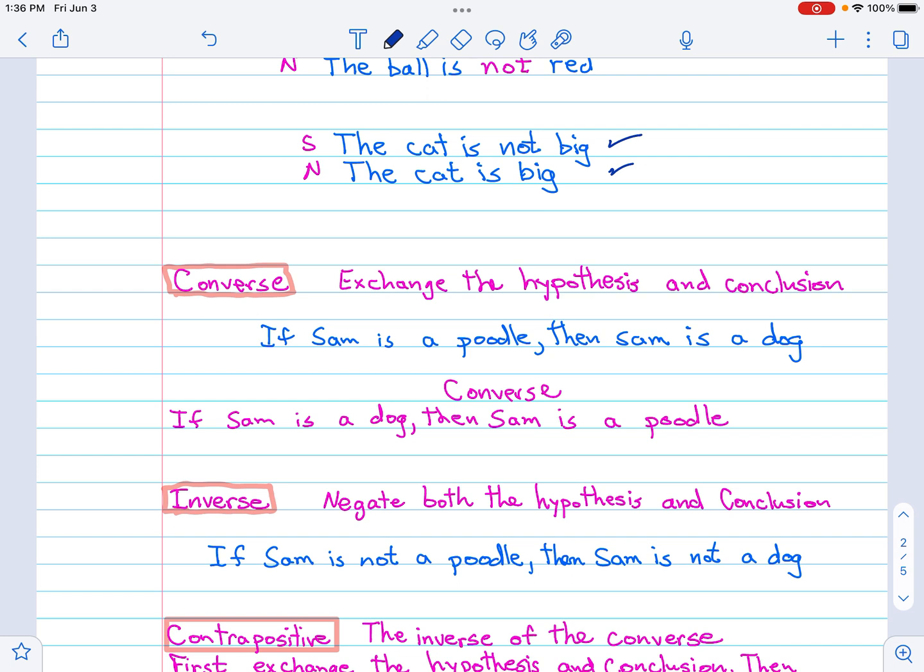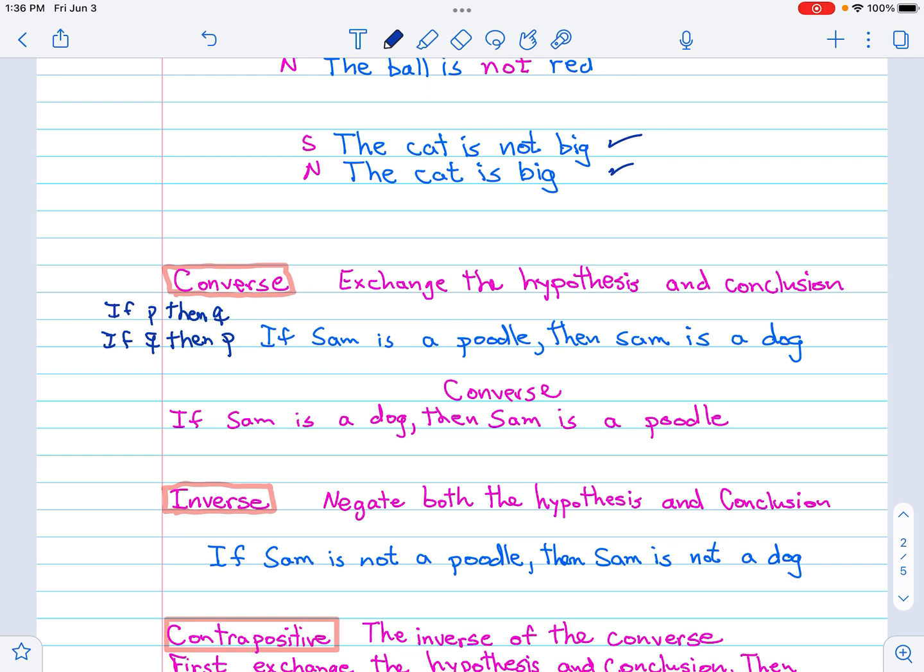So if we talk about the converse, let's think about this. We could say if P, then Q. Okay, this is a statement. The converse is going to be if Q, then P. So you exchange the hypothesis and the conclusion.